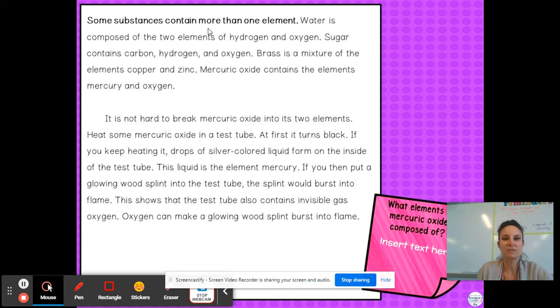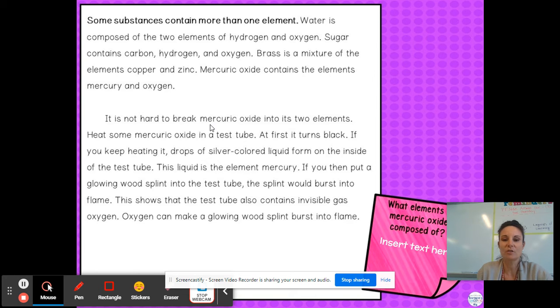Some substances contain more than one element. Water is composed of the 2 elements of hydrogen and oxygen. Sugar contains carbon, hydrogen, and oxygen. Brass is a mixture of the elements copper and zinc. Mercuric oxide contains the elements mercury and oxygen.